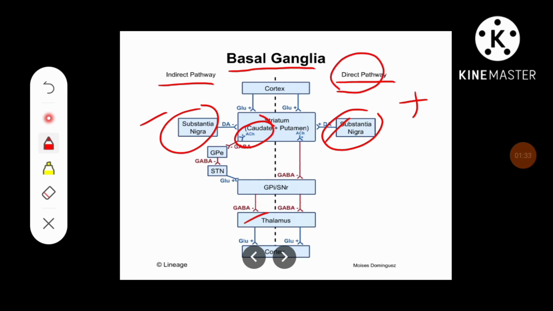Okay, so that is why in Parkinsonism, where there is a dopamine deficiency, the direct pathway is facilitated, so the muscle tone is increased. And also there is an increase in the acetylcholinergic activity that causes some of the hyperkinetic symptoms like tremors in Parkinsonism.